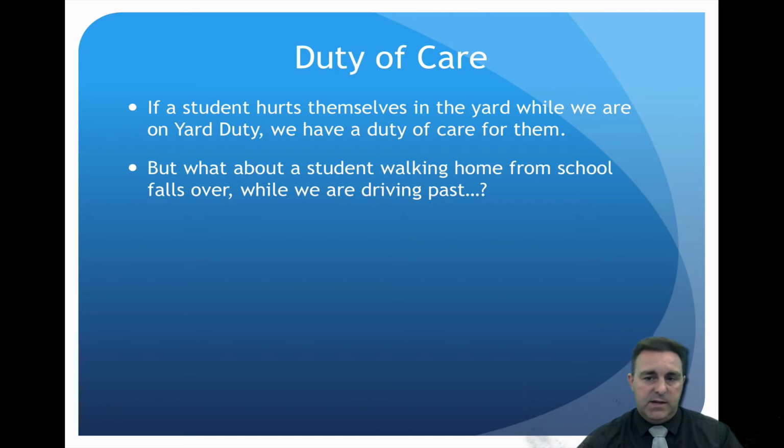Now, this is where it starts getting a bit grey. Technically, it's not from 9 to 5. It's not in a time when you're meant to be looking after them. It's not on school premises. Technically, you could keep driving. I mean, no one's going to know. But do you, as part of the school, think you've got a duty of care for them?